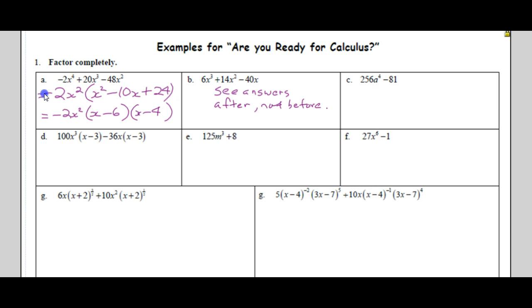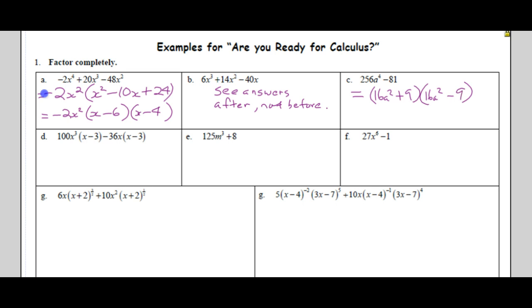256a to the 4th minus 81. What is this? What do we call this thing? Difference of squares. So, okay, first, any common factor? No. Okay, so difference of squares. What's the first? Does 256 have a square root? 16. So what's the square root of 256a to the 4th? 16a squared plus 9 and 16a squared minus 9.